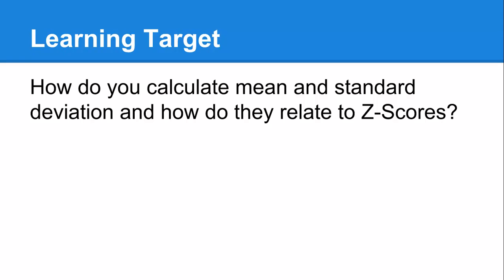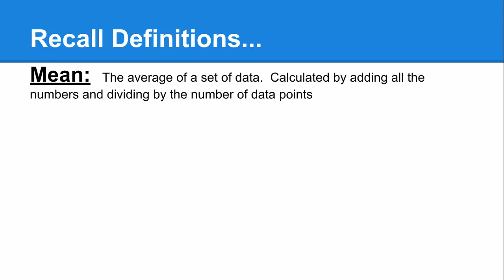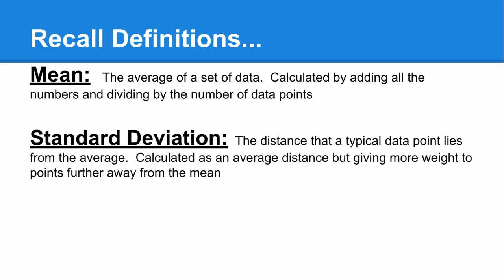So the learning target is, how do you calculate mean and standard deviation? How do they relate to z-scores? What you're going to see on the quiz and the test is really just that question of what a z-score is, and what it is based on the average and standard deviation. So remember definitions: the mean is the average of a set of data. This is calculated by adding all the numbers and dividing by the number of points. Standard deviation is the distance a typical data point lies from the average.